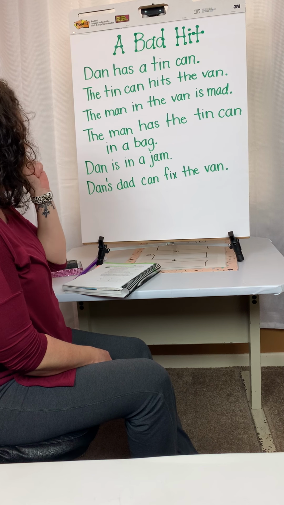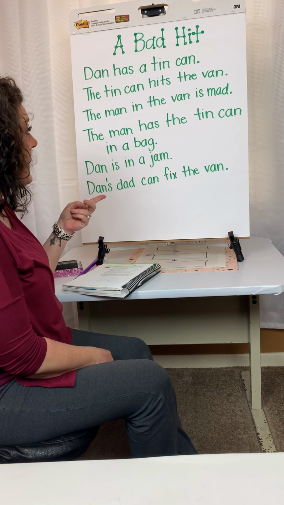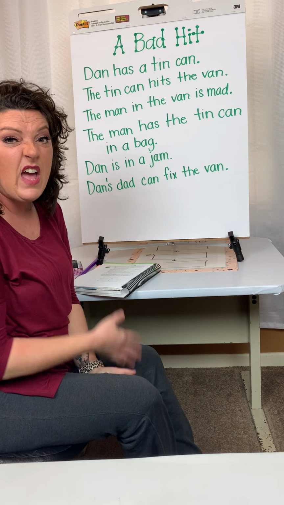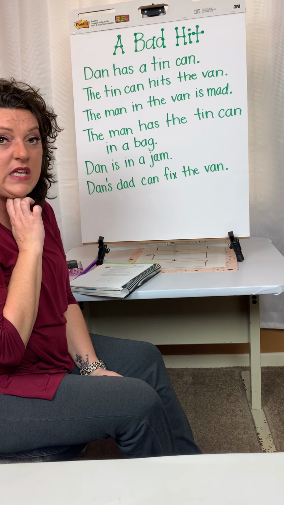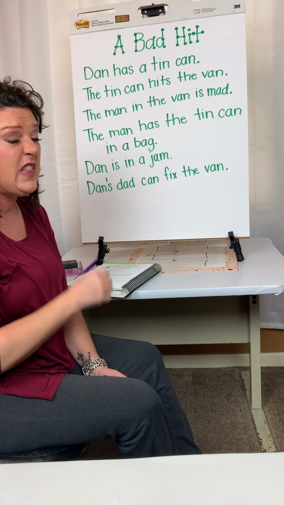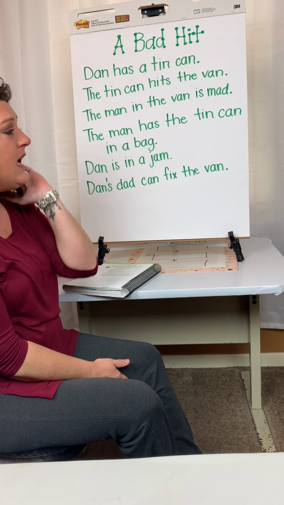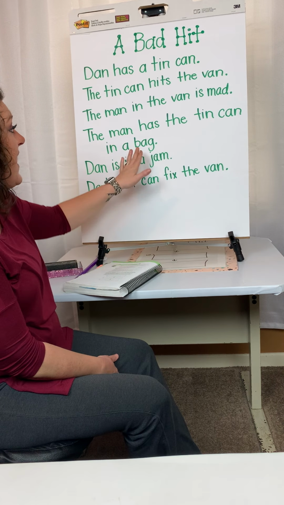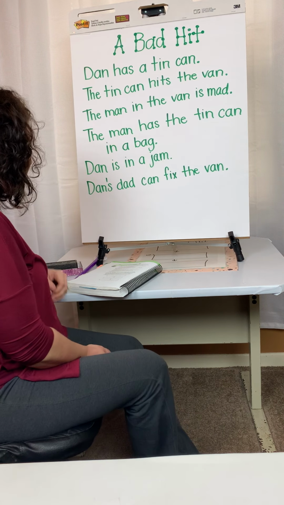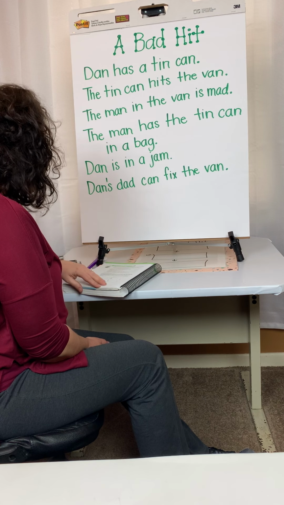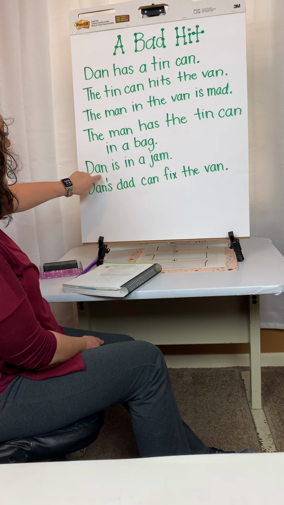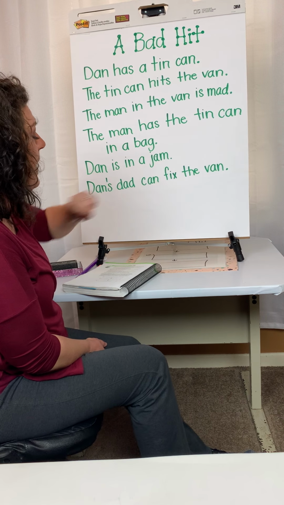All right. So that darn Dan has kicked that can into the van, and the man that owns the van was sitting in the van. Okay, so he has made a dent or a scratch or something in the van, and the man was sitting in it. And so the man got out of the van, grabbed the can, and he put it in a bag. Okay? All right. Now, let's read this next sentence. Are you ready? Dan is in a jam.